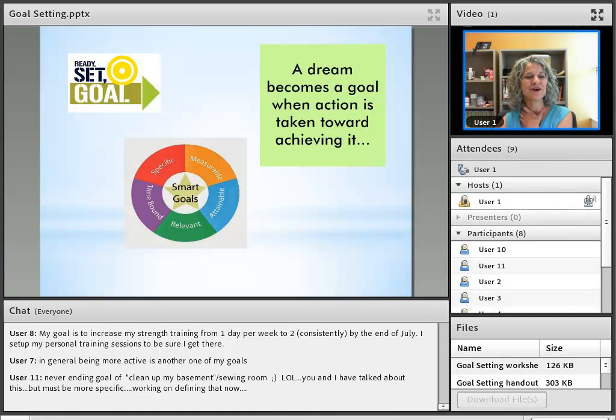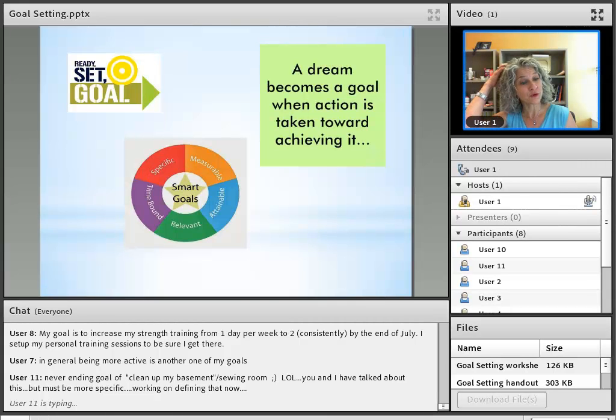the never-ending goal of clean up my basement sewing room. Yes, we have talked about it. And yes, Kristen, in order to make that goal attainable or achievable, it has to be more specific. My suggestion, just off the cuff, is to break it down into smaller chunks, right? And be very specific in it. Okay, let's go back to Bridget's goal.